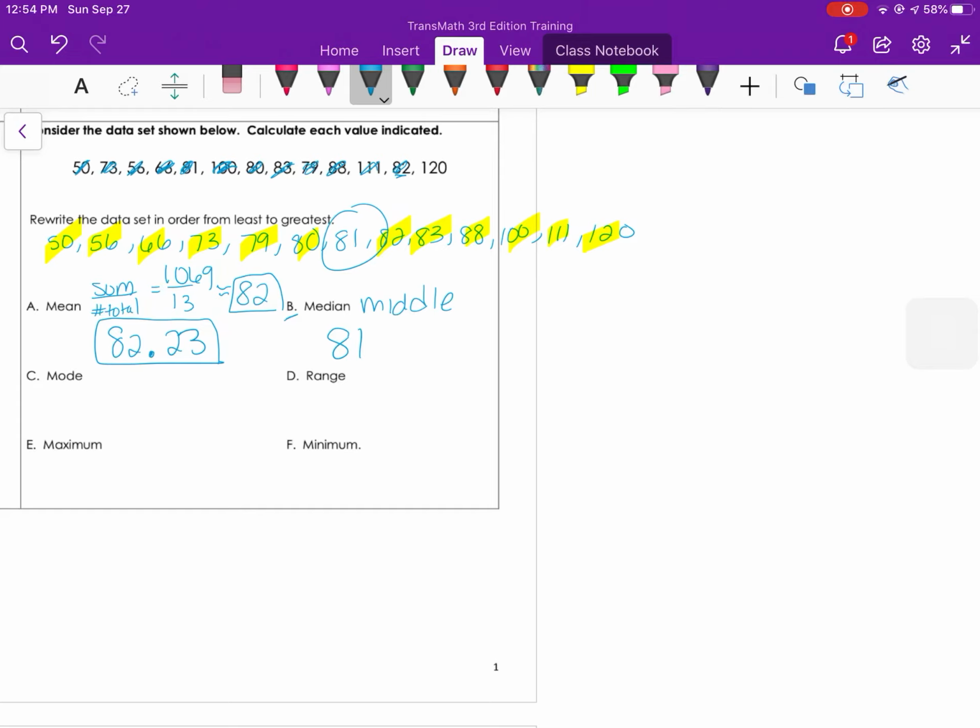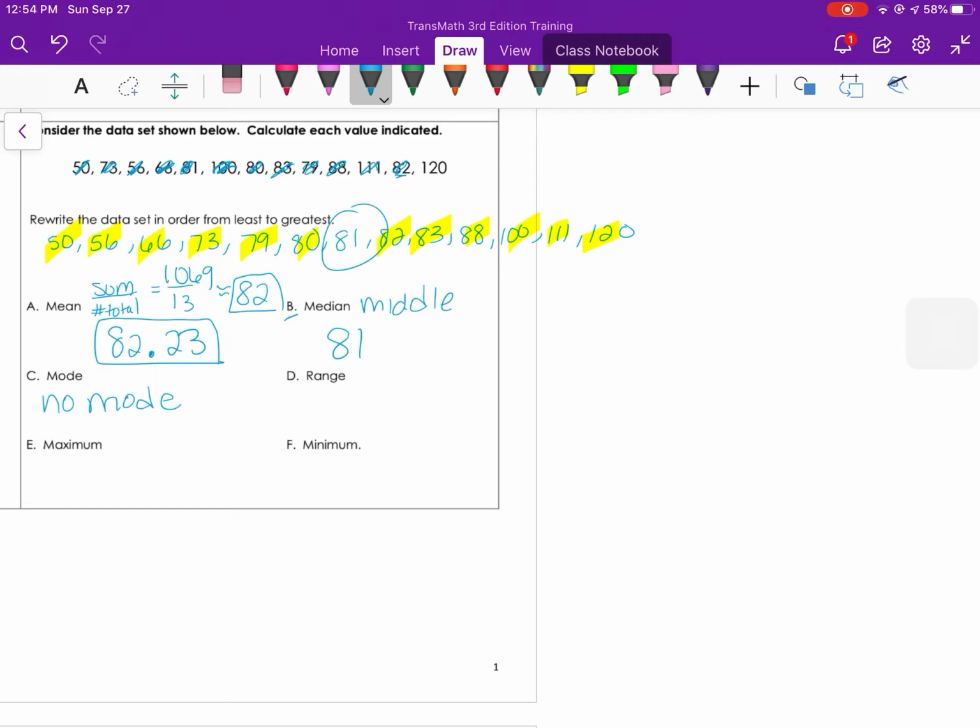The mode is the one that occurs the most often. Do I have any repeating numbers here? I do not. So there's no mode. If I would have had, say, 56 and 56, then 2 56s, or 3 of one number, then that would be the mode. If there are no repeating numbers, then you have no mode.